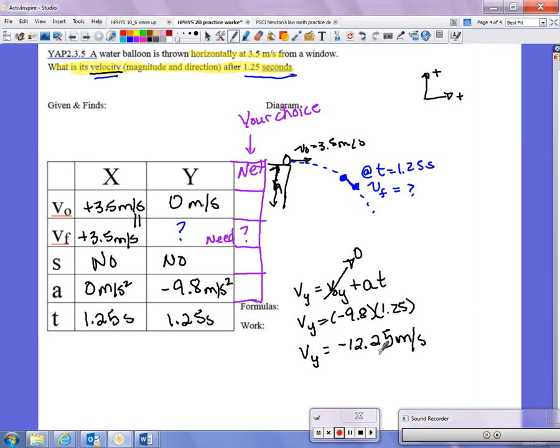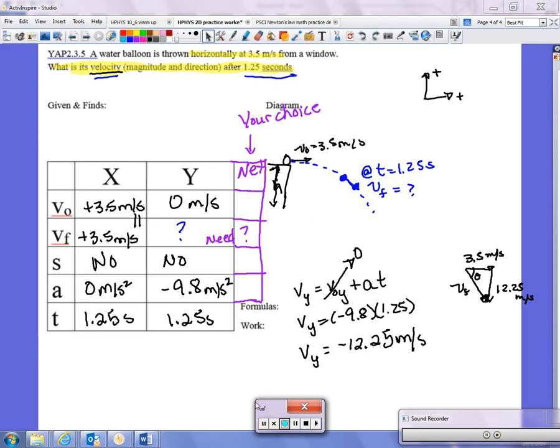But this is only my y component. So I have a y component that is negative 12.25, and I have an x component which is positive 3.5. And I want this vector, which is VF. And it says magnitude and direction, so I need VF and I need theta, both. So this is a pretty straightforward thing from the very first unit we worked on.